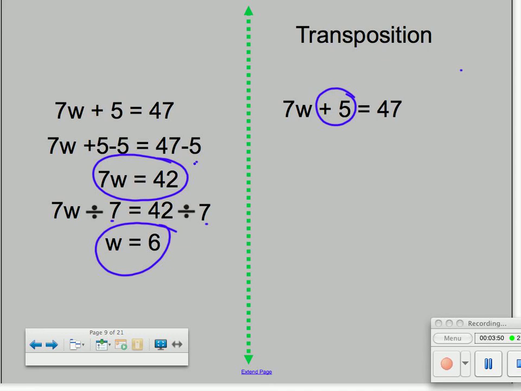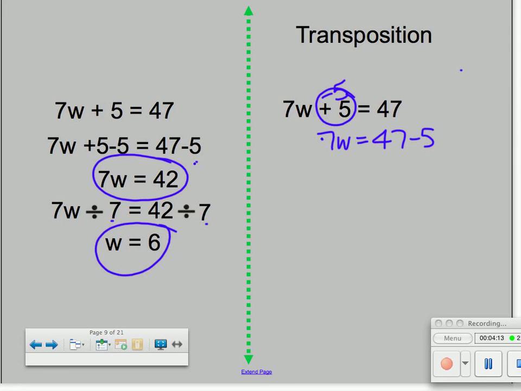Okay, except for now I don't really want to have that much writing. So I'm going to subtract 5 from this side. When I subtract 5 from this side, what am I going to be left with here? If the 5 is gone, what am I left with? 47 minus 5. Okay, on this side, however, I'm left with 7w. On this side, I'm left with 47 minus 5.